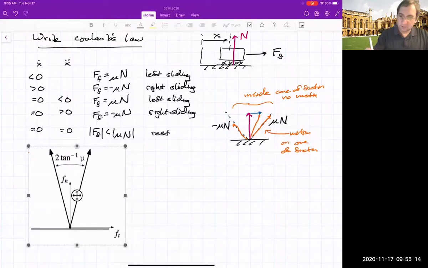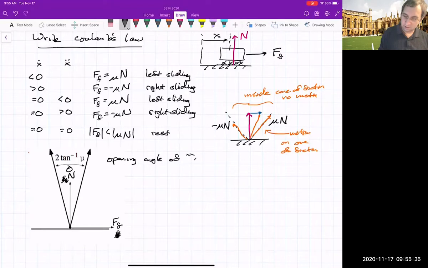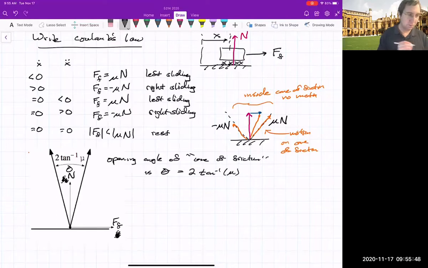I've used different notation from this. So I would call this F, and this is the normal. This is the opening angle, this angle, theta. The opening angle of the cone of friction is theta equals 2 inverse tangent, or arctangent, of mu.